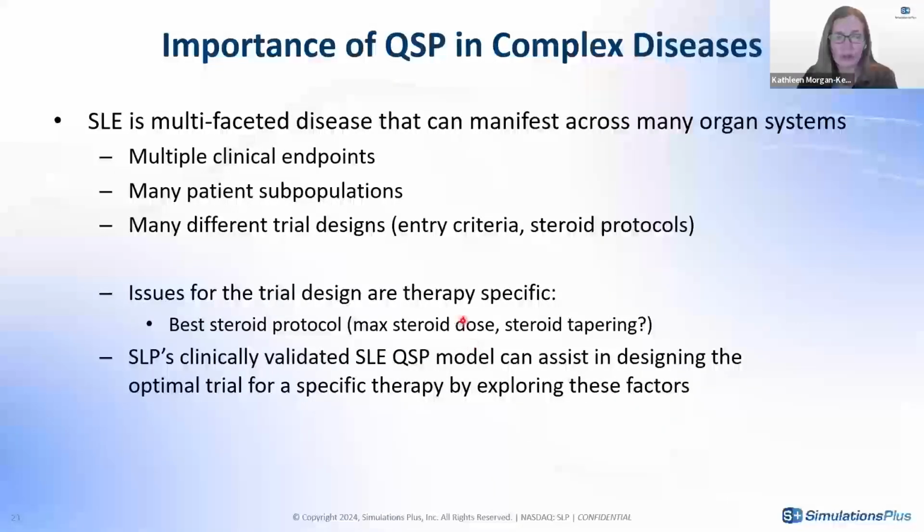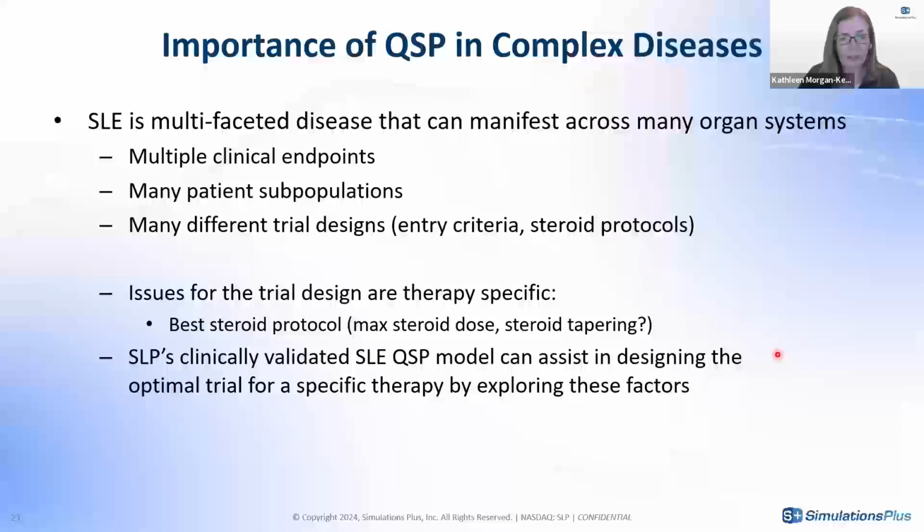The importance of QSP in complex diseases. As we've discussed, SLE is a multifaceted disease that can manifest across many organ systems. It has multiple clinical endpoints, many patient populations, and many different trial designs, including entry criteria and steroid protocols.